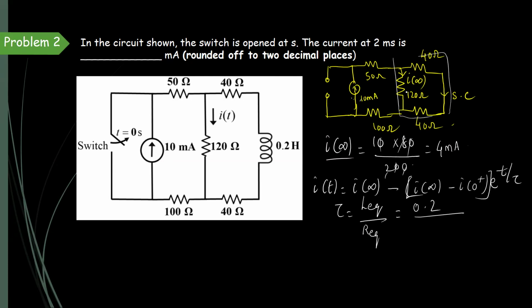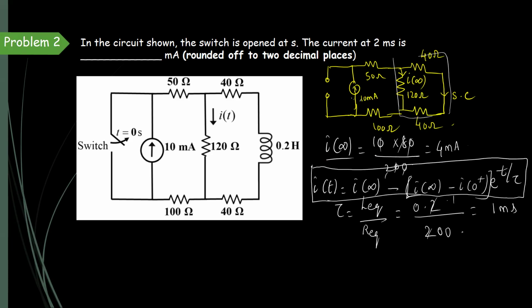So if it is open circuited, 120 ohms, 40 ohms, 40 ohms are all in series. So 80 plus 120, 200 ohms. So we can simplify this: 0.1 by 100, which is 1 millisecond. Now we should use this formulation to find the current at t milliseconds.